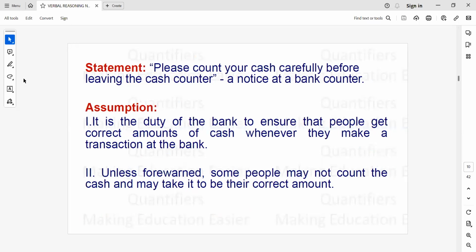Now, please count your cash carefully before leaving the cash counter, a notice at the bank counter. You're going to find that everywhere, on your school notice board also there is a notice. So what things are the faculty and the principals assuming when they put a notice on a school notice board? First, they're assuming that the students are going to read the notice board. This is my very first assumption, right? That the students will come to the notice board and read it. Secondly, they'll be able to understand the language in which it is written, right?